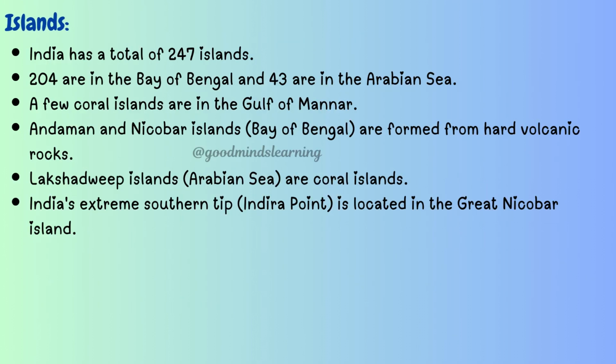Islands. India has a total of 247 islands. 204 are in the Bay of Bengal and 43 are in the Arabian Sea. A few coral islands are in the Gulf of Mannar. Andaman and Nicobar Islands, Bay of Bengal, are formed from hard volcanic rocks. Lakshadweep Islands, Arabian Sea, are coral islands. India's extreme southern tip, Indira Point, is located in the Great Nicobar Island.